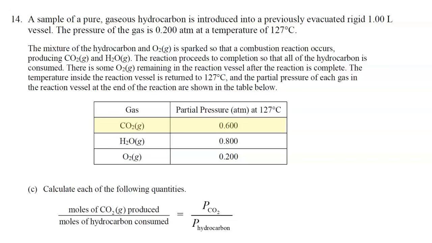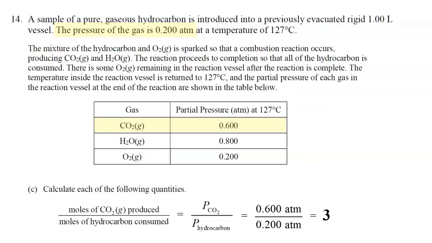And then at the very beginning of this question, they said that the pressure of the hydrocarbon at the very beginning, before the reaction occurred, was 0.2 atmospheres. So that ratio would be 0.6, the pressure of CO2, divided by 0.2. And even though those are pressure ratios, it's the same as the mole ratio. So 0.6 divided by 0.2 is equal to 3. So the mole ratio of CO2 to hydrocarbon is 3.